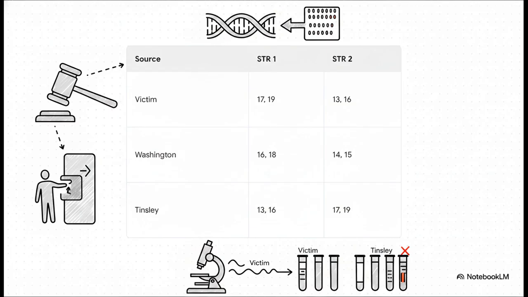Just look at this data from the Innocence Project. The PCR amplification of just a couple of STR loci proved definitively that the crime scene DNA, which had 17 and 19 repeats at marker 1, absolutely did not match Earl Washington, who only had 16 and 18 repeats. This exact molecular precision exonerated him after 17 years in prison, while successfully pointing to Kenneth Tinsley.